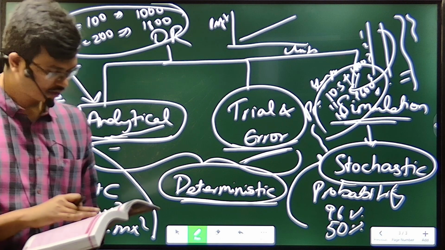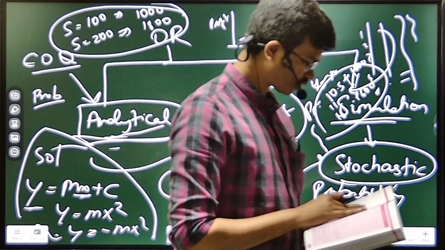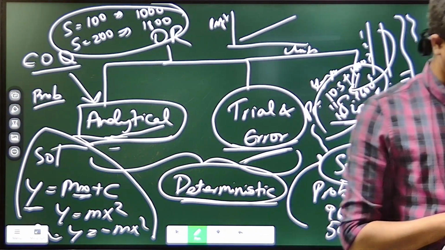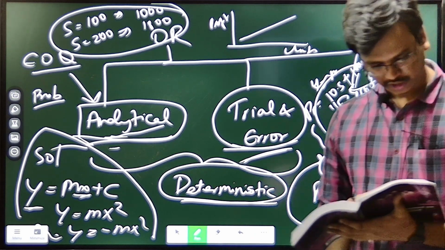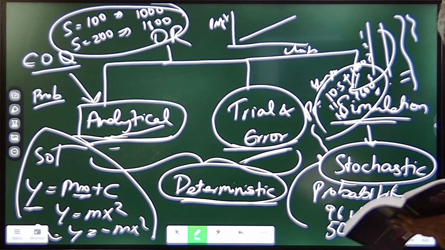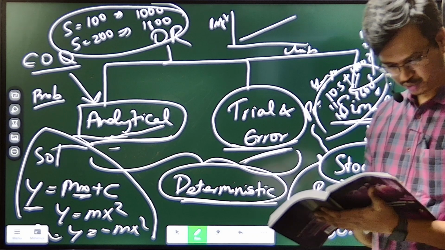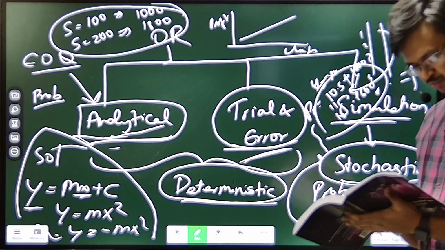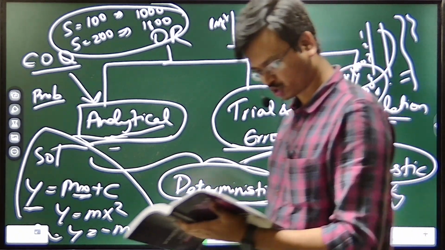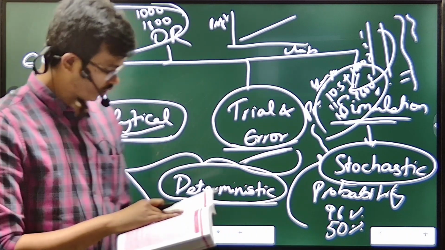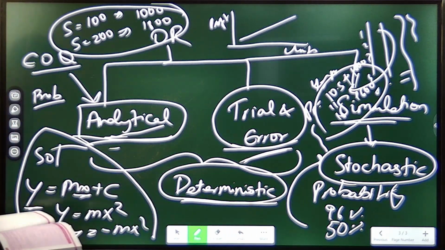Now, if you look at page number 108, he has given you a few techniques which are used in OR. You have probability theory, statistical methods, frequency distribution, linear programming, transportation problem, game theory, decision tree, PERT, CPM. So all of these are your OR techniques.